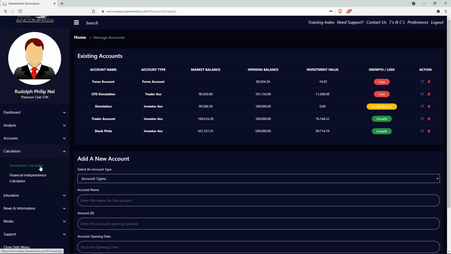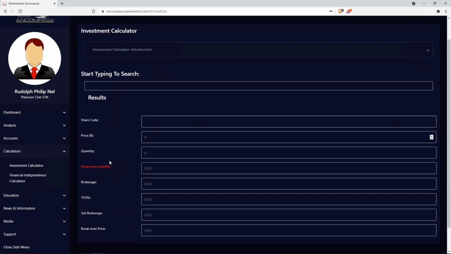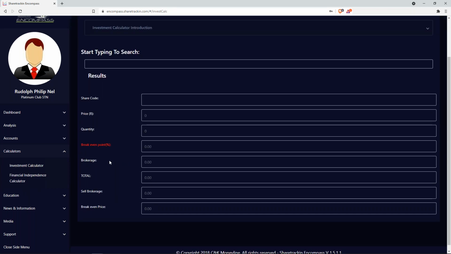Then you've got your calculators, the investment calculator. Now the investment calculator we will also cover in basic 2. This will be where we're going to calculate how many shares we need to be able to break even before we start making profit. Okay.